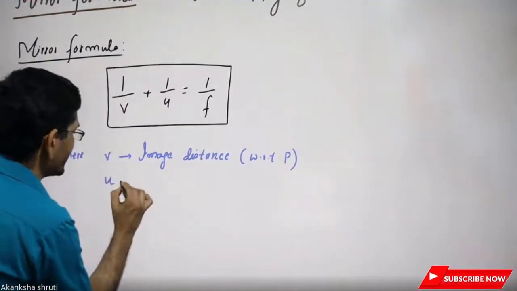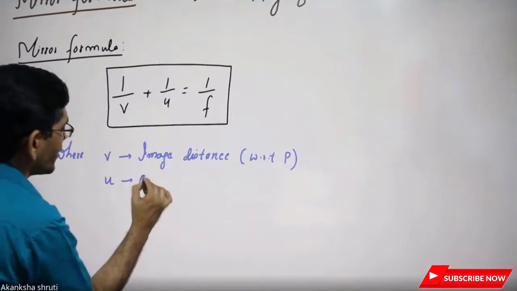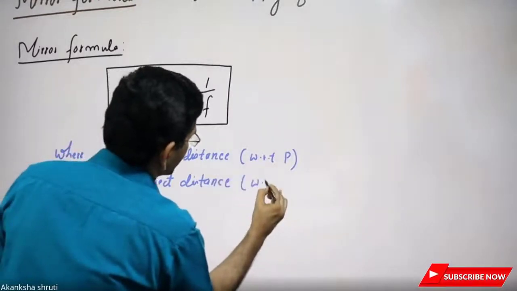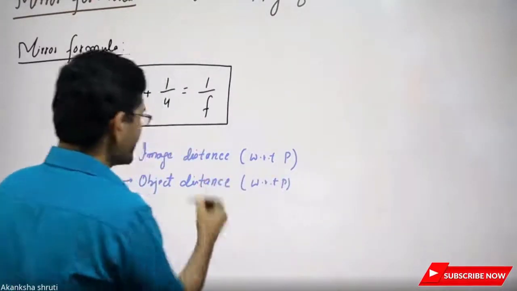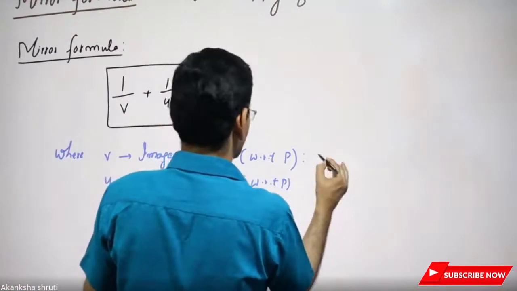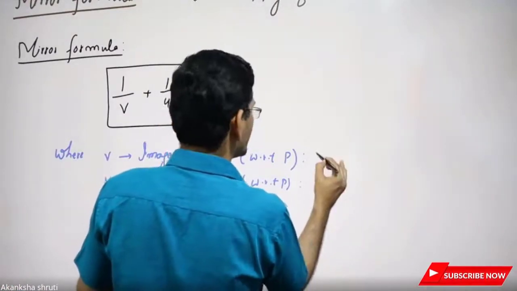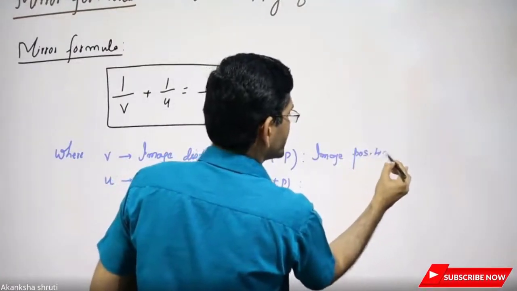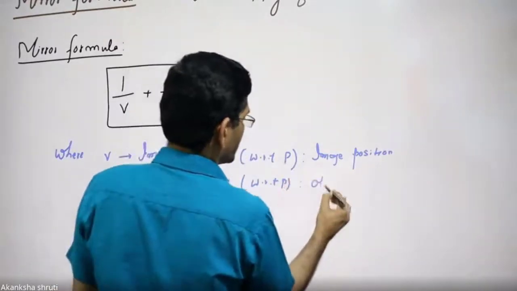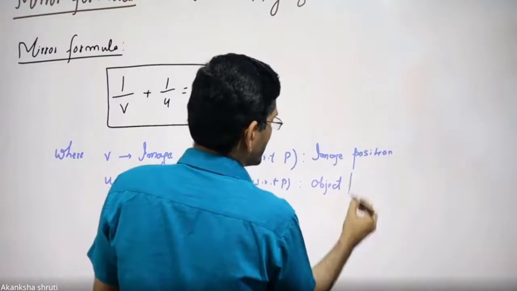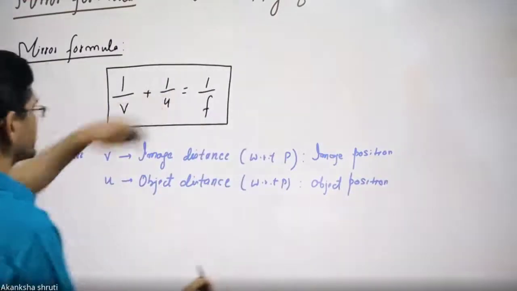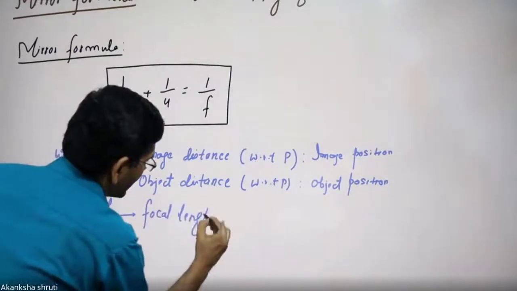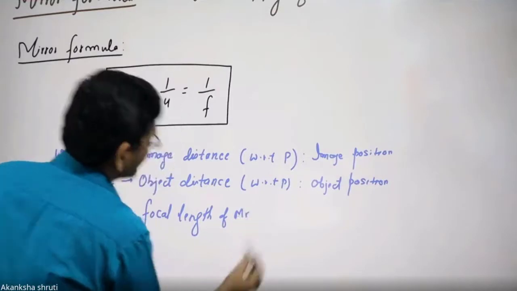Student, what does U indicate? U indicates our object distance. This object distance, or all the distance, is always with respect to pole. Sometimes we also call this the object position or this the image position. So position means the position with respect to this pole. U as object position. Students, the other symbol is our F. This F is the focal length. Focal length of what? The mirror that we are using.